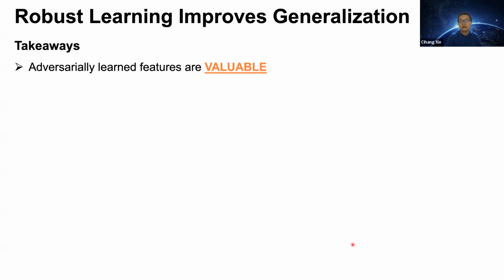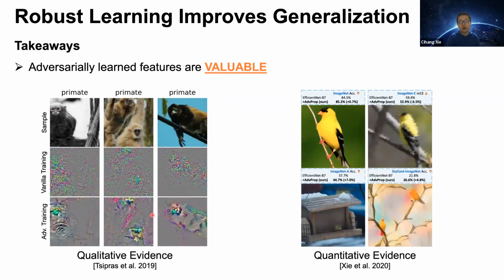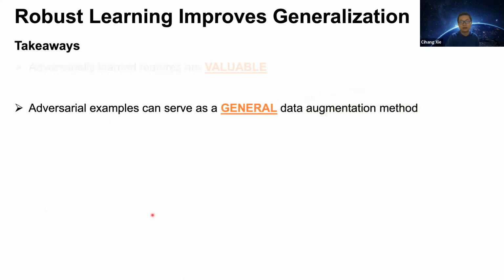So takeaways. The first is that adversarial learning features are indeed pretty valuable. Previous work showed that qualitatively, these features are human aligned, say, their feature space is more aligned with human perception. But in this work, we're the first to quantitatively show that by using adversarial training features, we can get state-of-the-art accuracy on ImageNet.